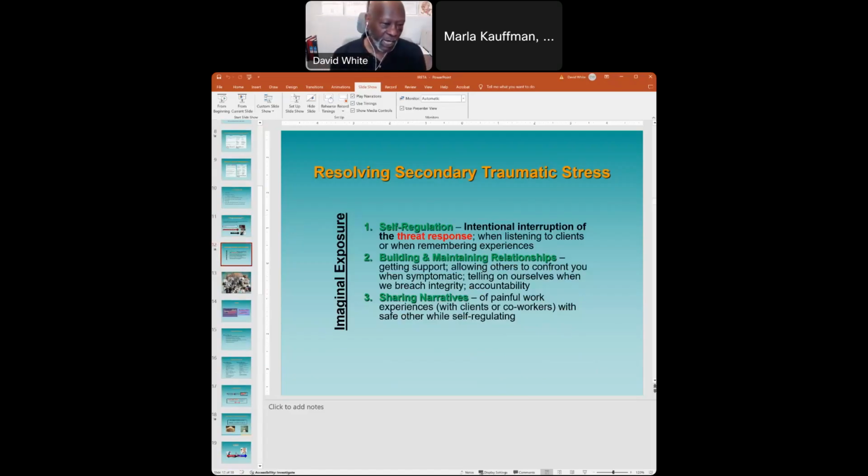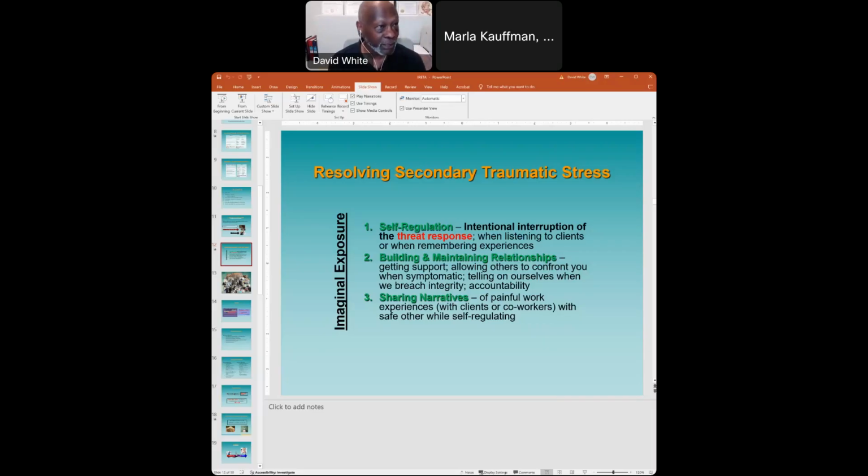So resolving secondary traumatic stress is an imaginal exposure process. You resolve secondary traumatic stress through self-regulation, which is the intentional interruption of the threat response. When you're listening to clients or remembering experiences, or any of those four things that show you're symptomatic, the thing you have to do is recognize that you're dysregulated and start to get your nervous system back into regulation. The second thing that you have to do is build and maintain relationships.